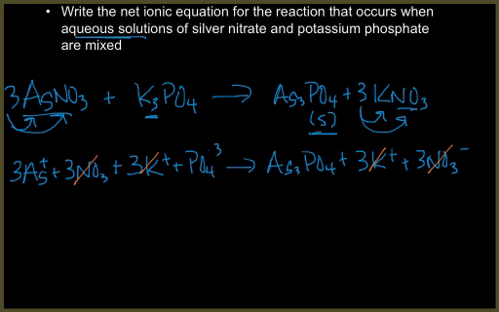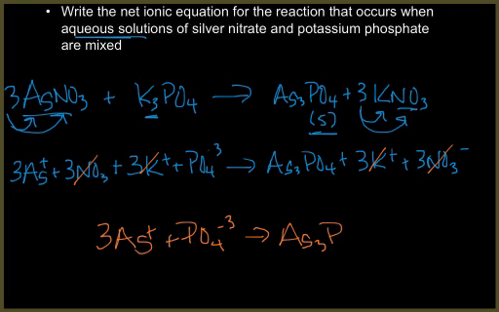So then last step is to write out my net ionic. So 3Ag plus PO4 minus 3 gives me Ag3PO4. So then that's my net ionic equation.